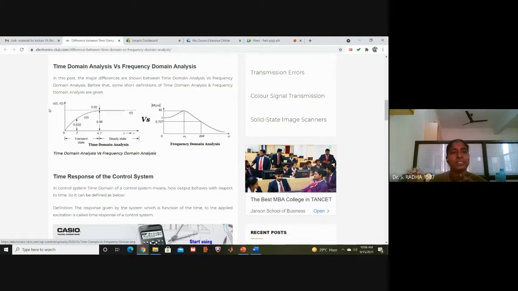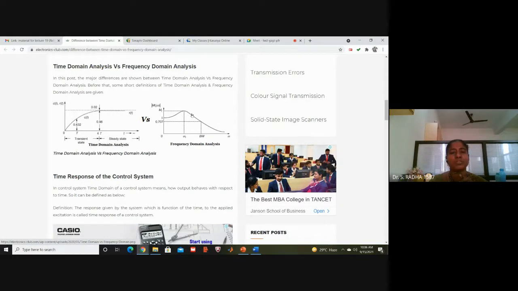Time domain analysis is the output as a function of time. The definition is output as a function of time. Response means output. In time domain, it means C of t. C is the output, the response. Function of time is called time response. We have two subdivisions in that: transient response and steady state response.